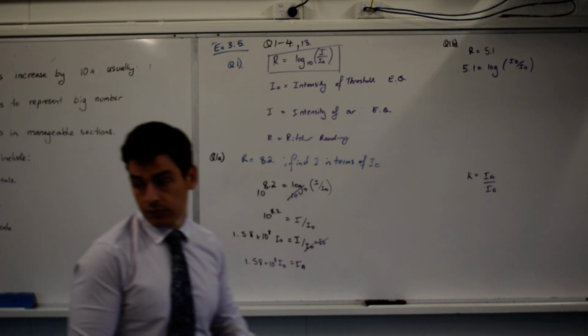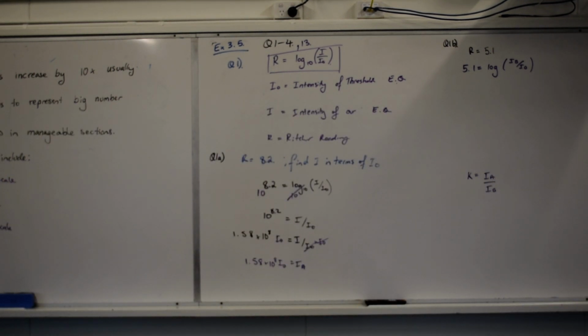So that's the final answer for 1A. Yep, that's the final answer for 1A. It is 1.58 times 10 to the power of 8 times larger than the threshold.